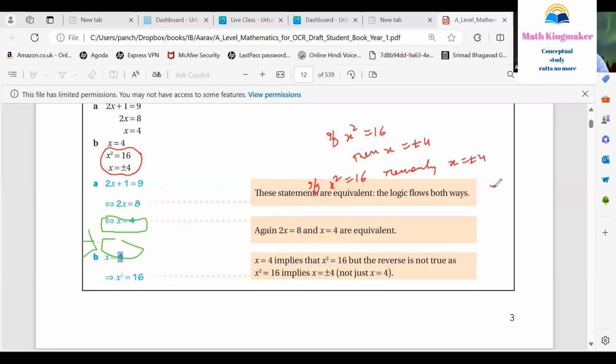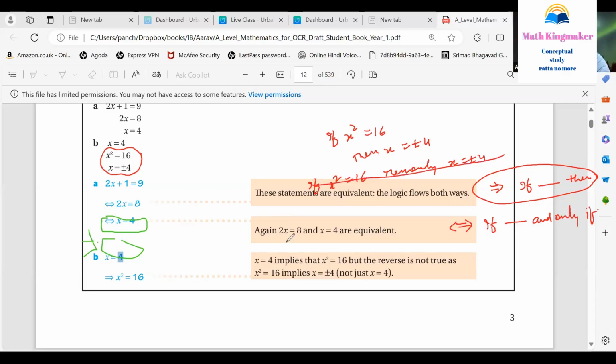See, you have this one. The first one is "if, then." If x squared is equal to 16, then x is equal to plus minus 4. That's fine. And the second one is "if and only if." So if x squared is equal to 16, only if x is plus minus 4. Is this statement true? Yes, it's true.